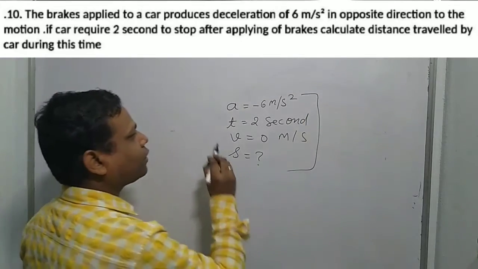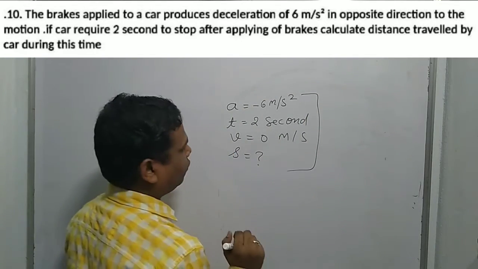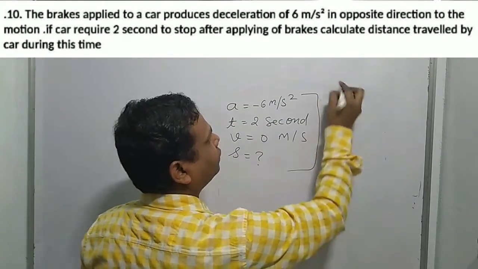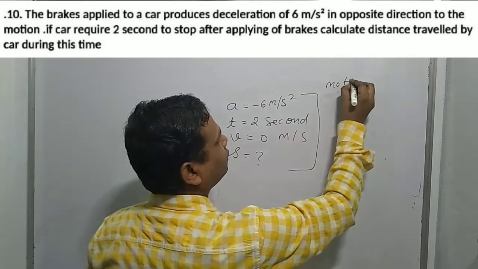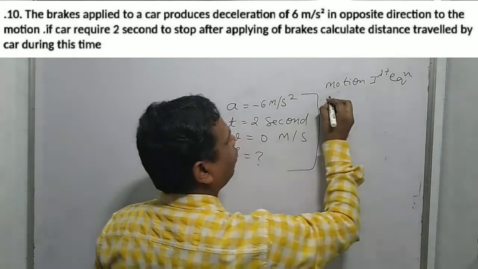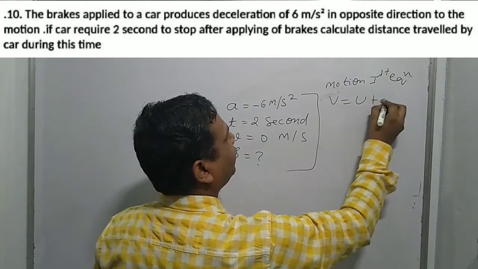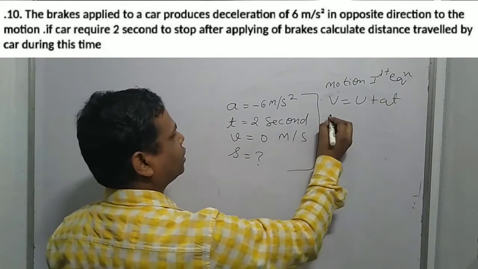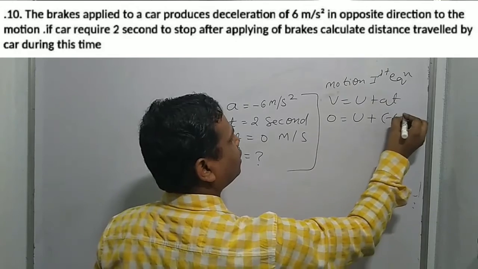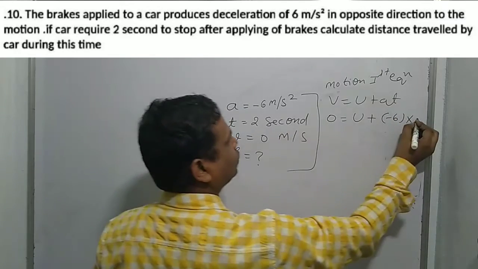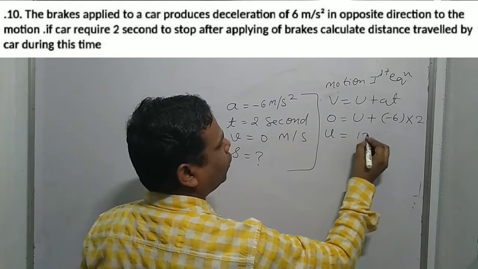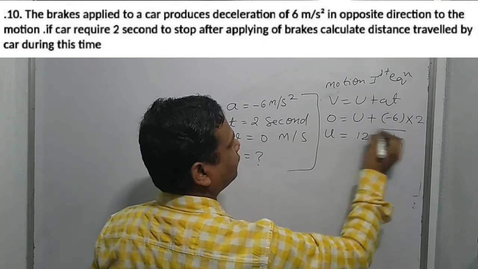Listen, students. Firstly, you have to find the initial velocity by the first equation of motion, v is equal to u plus at. v is 0, u is unknown, a is minus 6, and t is 2. So you get u is equal to 12 meter per second.